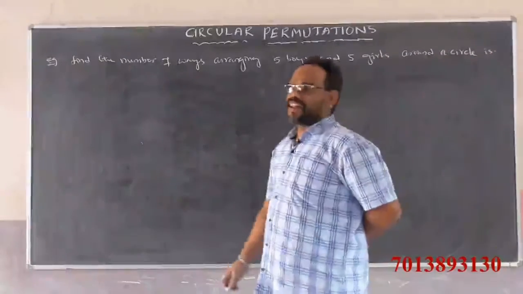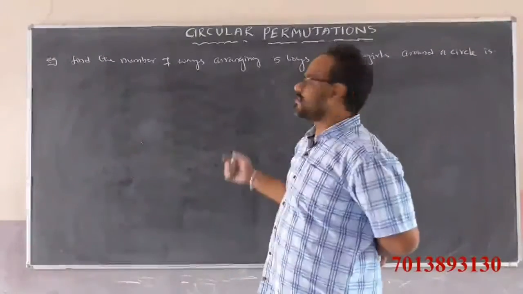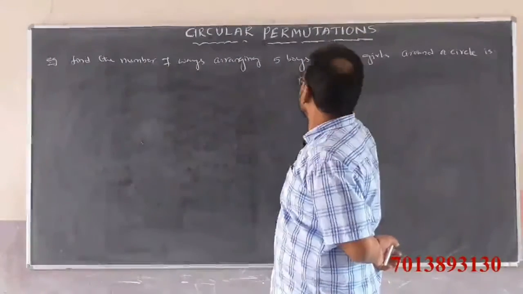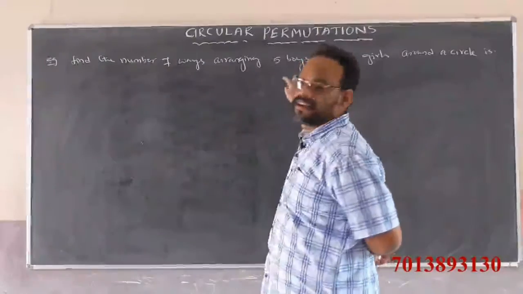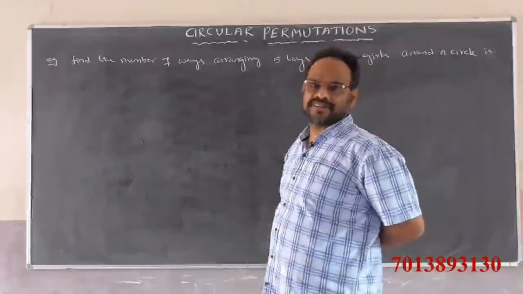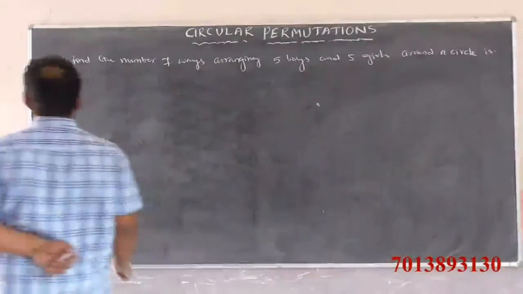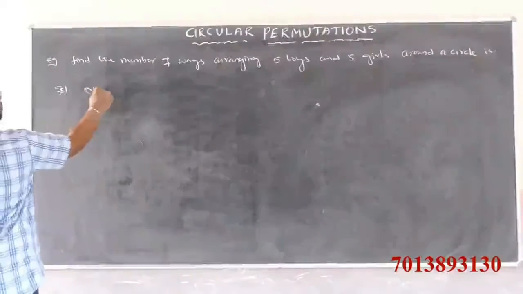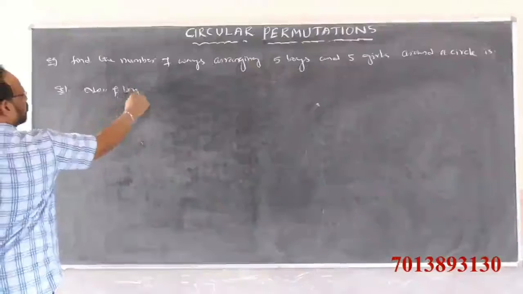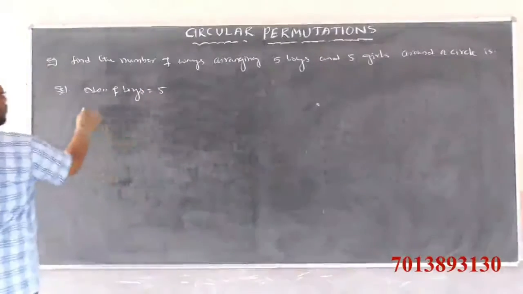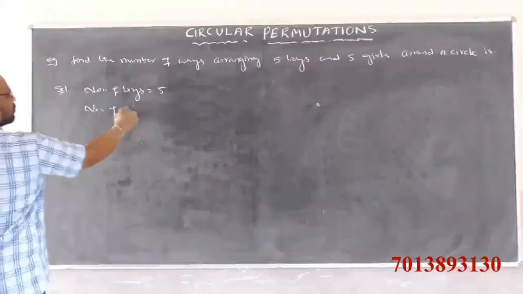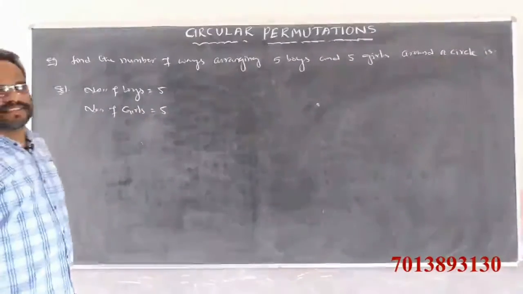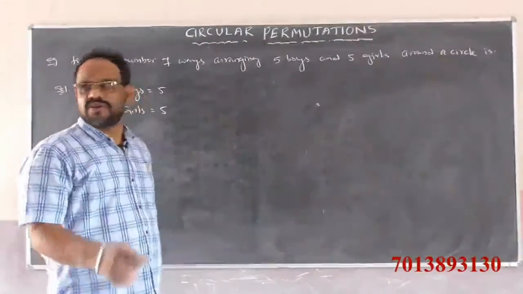Find the number of ways of arranging 5 boys and 5 girls around a circle. Solution. Number of boys is equal to 5. Number of girls is also 5. Number of boys is equal to 5 and number of girls is equal to also 5.